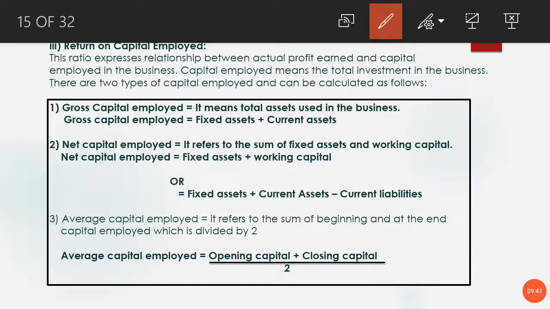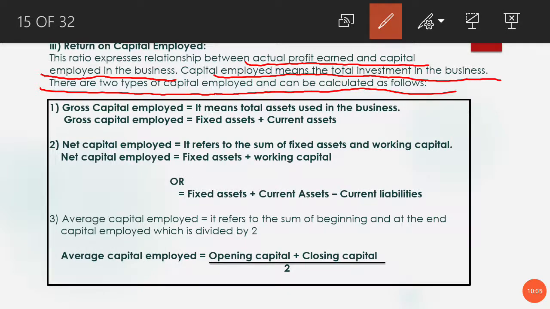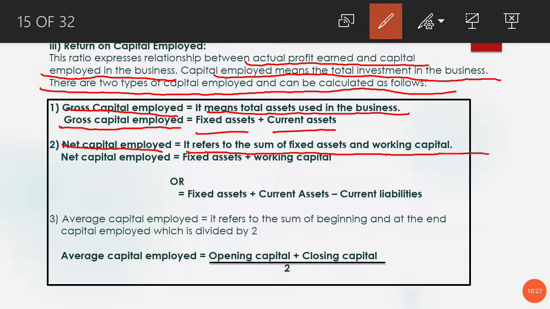3. Return on capital employed. This ratio expresses the relationship between actual profit earned and capital employed in the business. Capital employed means the total investment in the business. There are types of capital employed, which can be calculated as follows. 1. Gross capital employed means total assets used in the business. Gross capital employed is equal to fixed asset plus current asset. 2. Net capital employed refers to the sum of fixed assets and working capital. Net capital employed is equal to fixed asset plus working capital, or fixed asset plus current asset minus current liabilities.